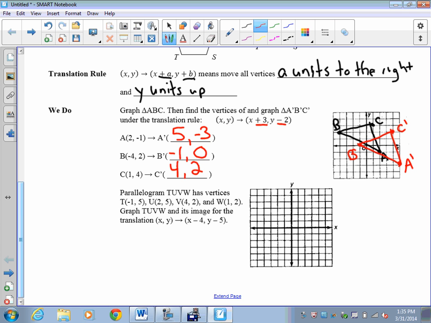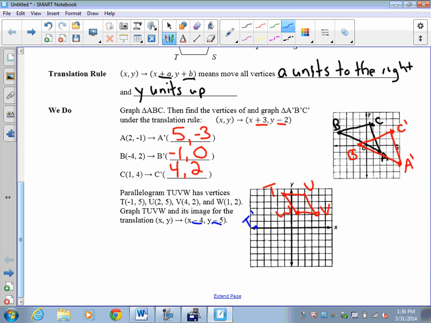So for this one here, I'm just going to do this quickly. We have parallelogram T, U, V, W. So this is TUVW. And we would just move it down 4, or sorry, to the left 4 and down 5. That would be T prime.